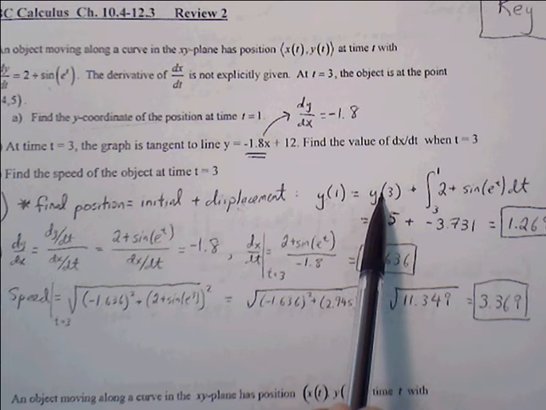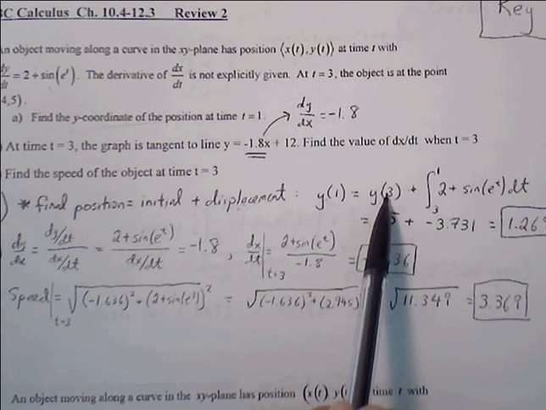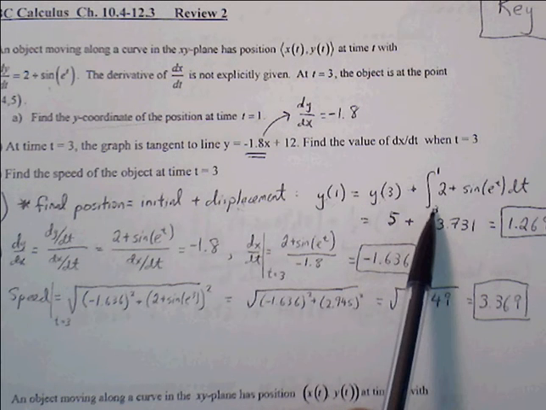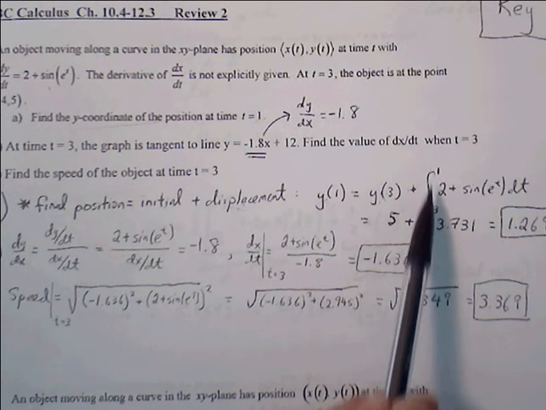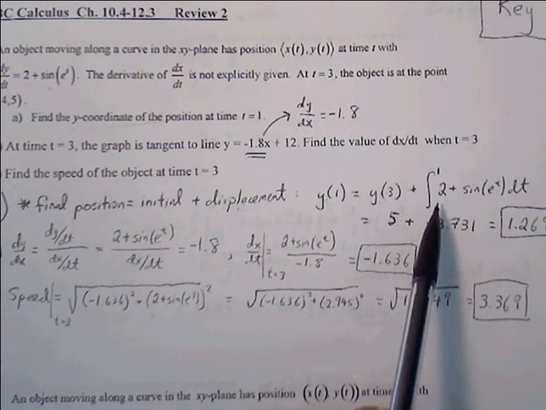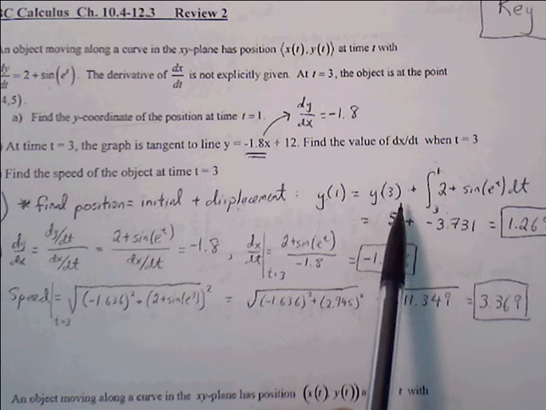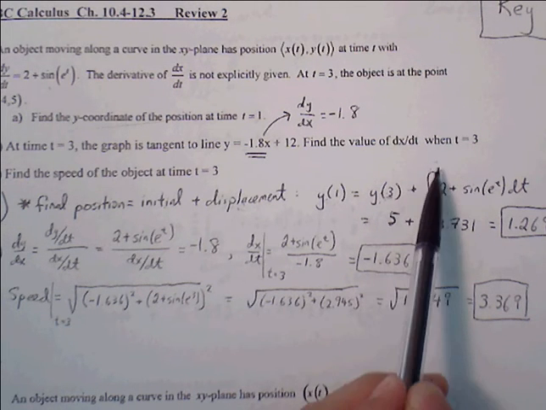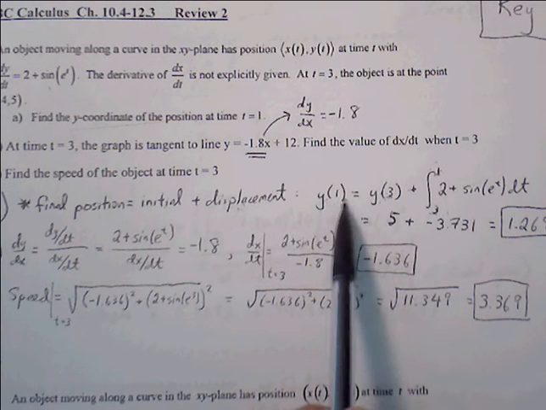And then from there, we know that in order to get from our initial to our final, we have to find the definite integral from our initial point to our final point. So the integral from 3 to 1 of 2 plus sine e to the t. Now this may look backwards, but we have to make sure that our initial always matches our lower bound, and then our final will match the upper bound.